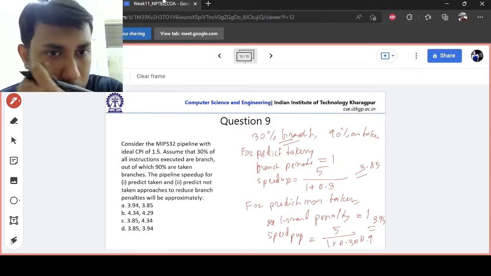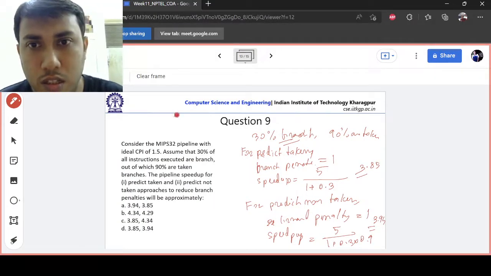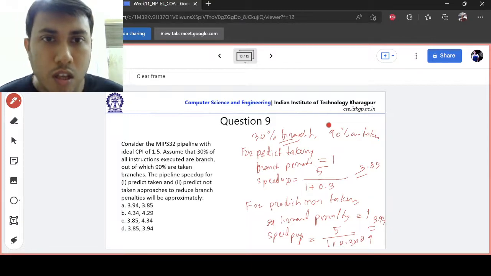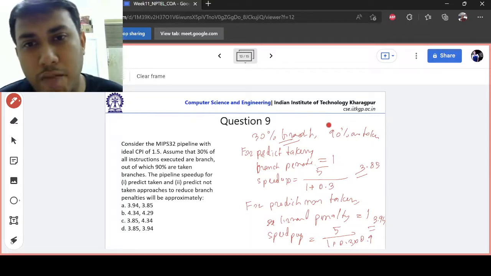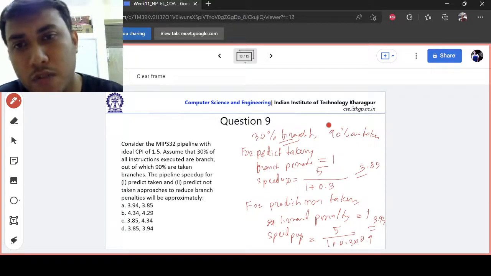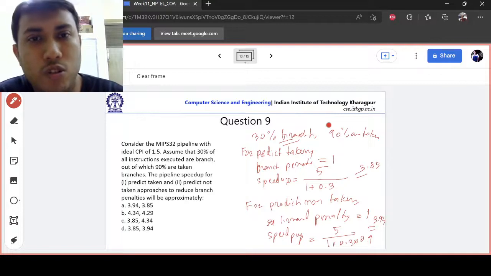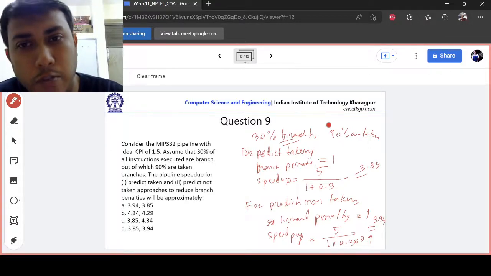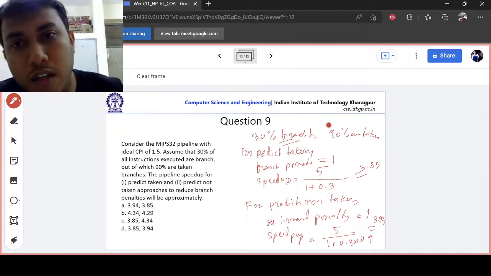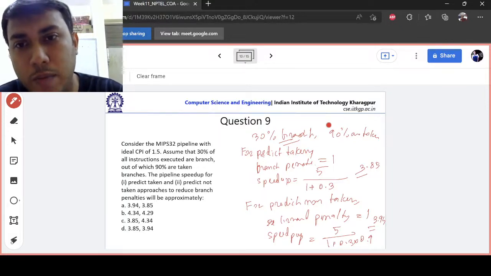So this is a very simple question which is to show you what happens if there is a branch prediction unit, and what kind of speed up you can expect if it is a branch taken or a branch not taken approaches.